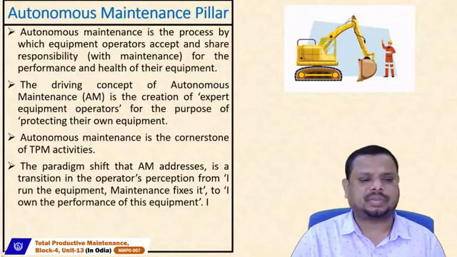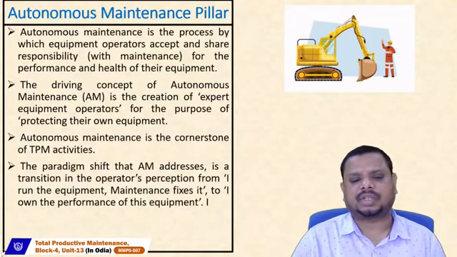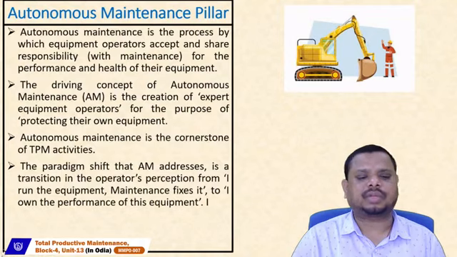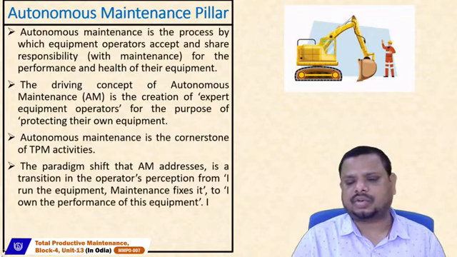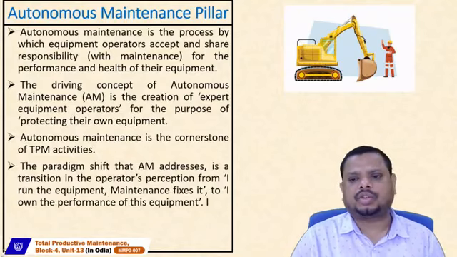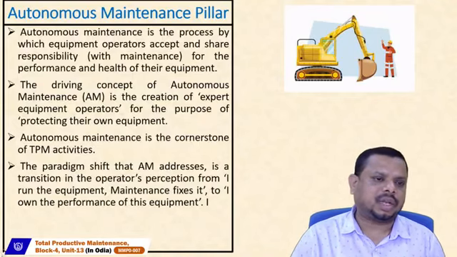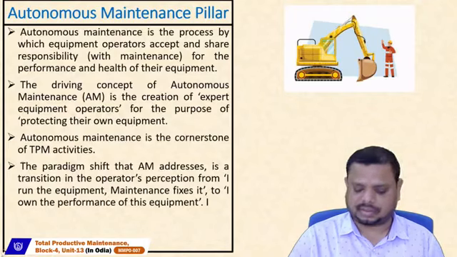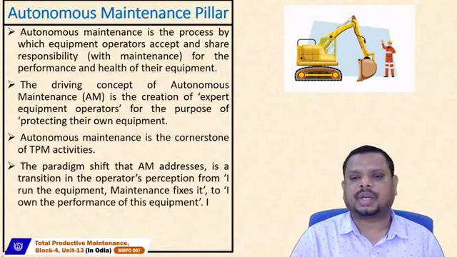So this paradigm shift, known as autonomous maintenance, is the transition in the operator's perception from "I run the equipment, maintenance fixes it" to "I own the performance of the equipment." This paradigm should be accepted by the operator so that the simple operator can be converted to an expert equipment operator. This is the first pillar, autonomous maintenance, under total productive maintenance.